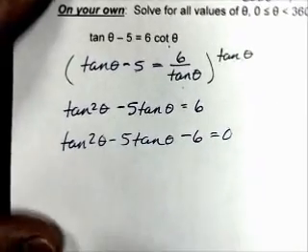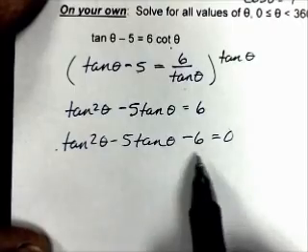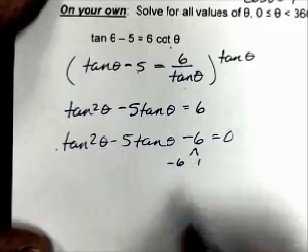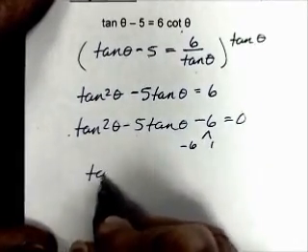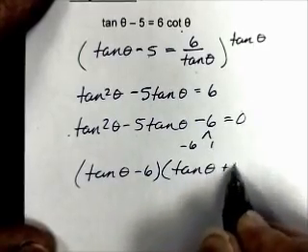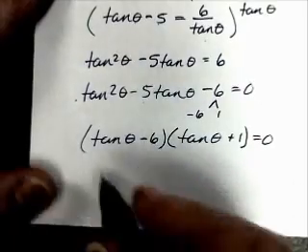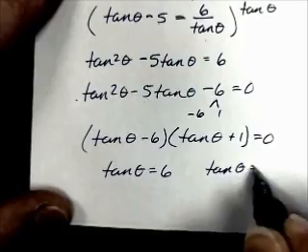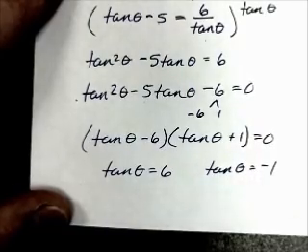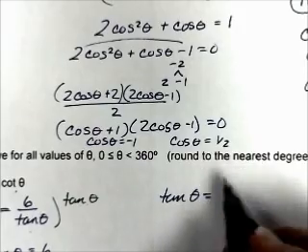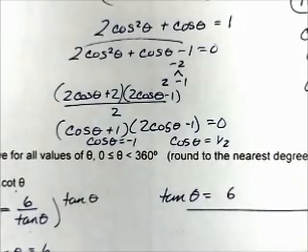Well, this is nice in that the lead coefficient is 1. Are there factors of negative 6 that add to negative 5? Yes, negative 6 and positive 1. So we have tangent theta minus 6 times tangent theta plus 1 equals 0. So tangent theta equals 6, and tangent theta equals negative 1. Tangent theta equals 6 and negative 1.